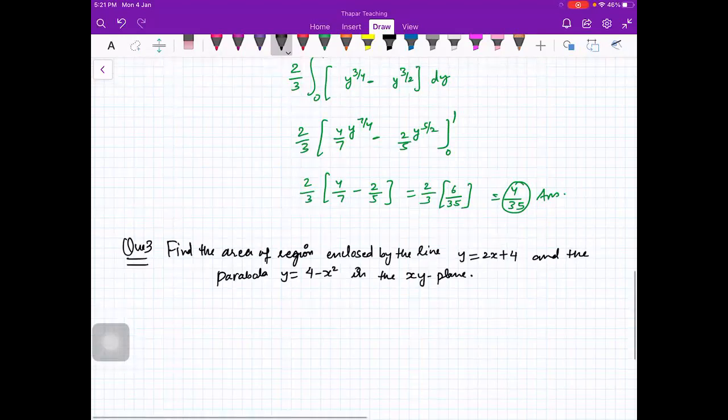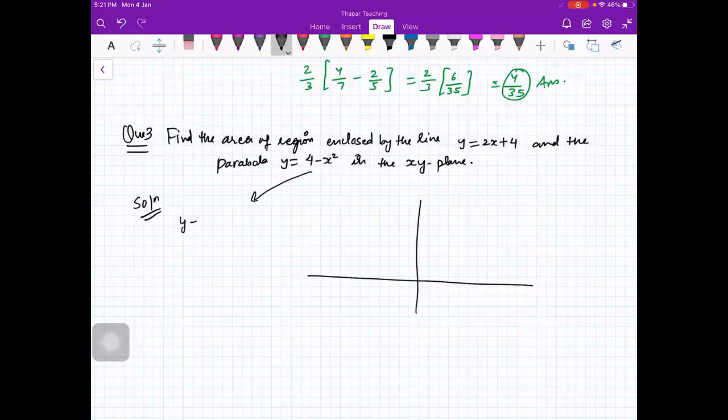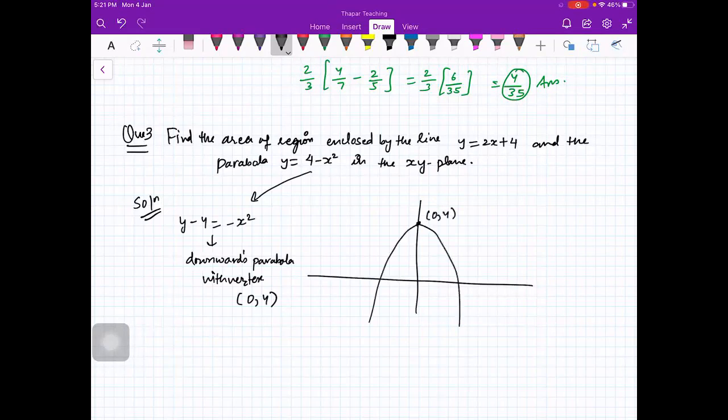Okay, so you see what is the problem? Problem is you are given a line and a parabola. Let us draw. This parabola is y minus 4 is equal to minus x square. So this is a downwards parabola, right? With vertex at x 0, y 4. So here 0 comma 4. This is the parabola like this.